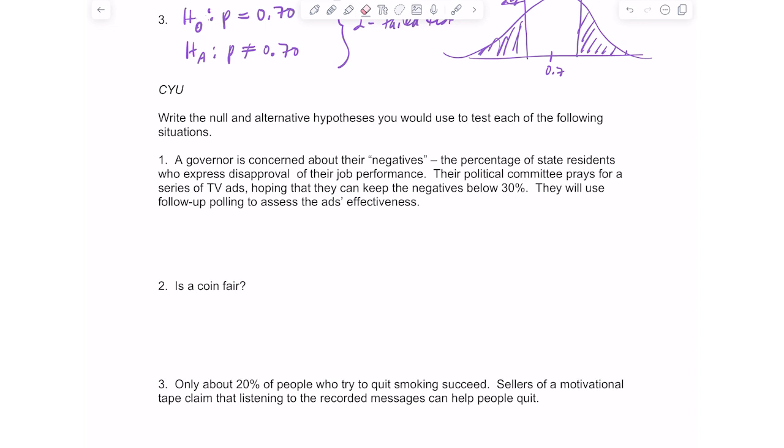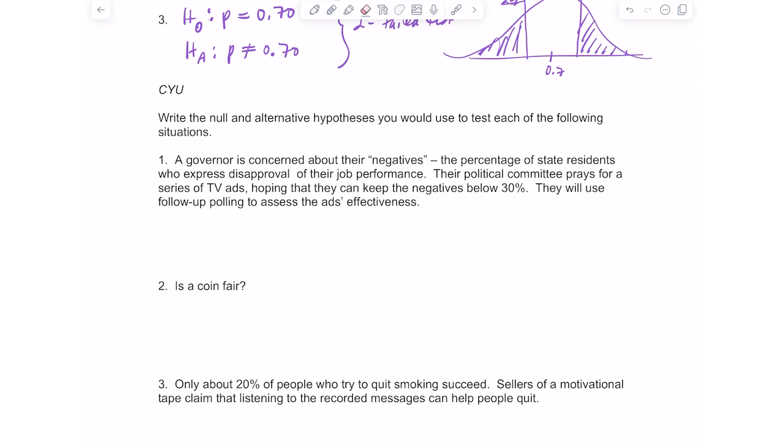So in the first problem, we have a governor who is concerned about their negatives, the percentage of state residents who express disapproval of their job performance. Their political committee pays for a series of TV ads, hoping that they can keep the negatives below 30%. They will use follow-up polling to assess the ad's effectiveness.